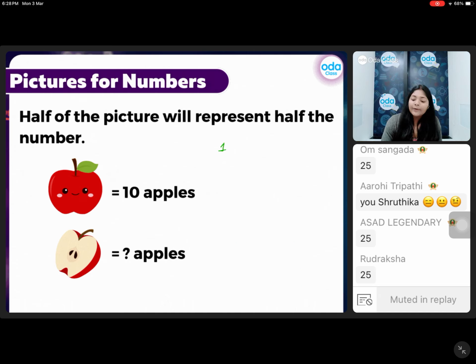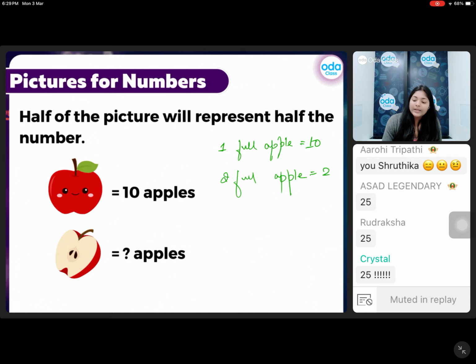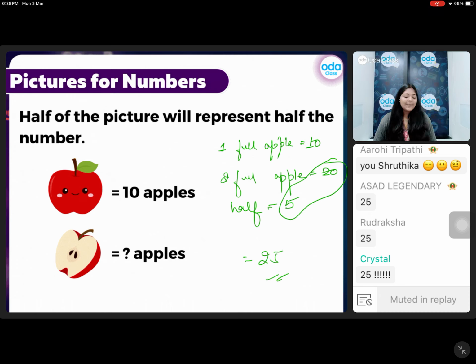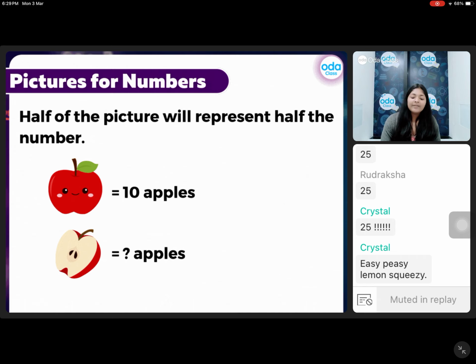Very good. So one full apple is 10. That means 2 full apples will be 20, and half will be 5. So 20 plus 5 will give me 25. Easy peasy lemon squeezy. Okay, I'll be giving more questions if we're understanding it better.